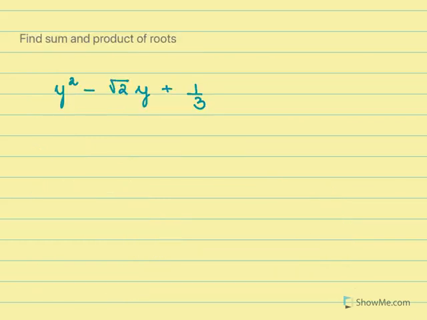Here again we need to find the sum and product of roots. So let's compare with the standard, say ax square plus bx plus c. And when we compare, we get a equal to 1, b minus root 2, and our c is 1 by root 3.